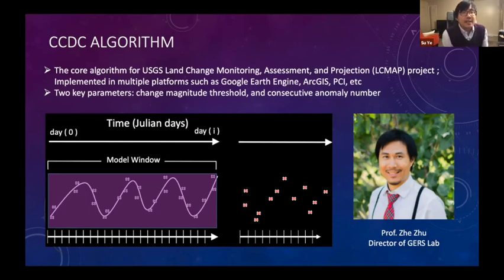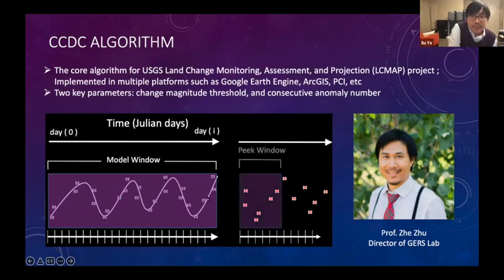Put simply, the general idea is that we first characterize a stable stage, as this model window shows. Then we continuously use several consecutive observations, which we call the peek window, to detect the breaks. If the minimum value of the change magnitude for any observation within this peek window is larger than a certain threshold, we will consider the beginning of this peek window to be a break. So yeah, that's the general idea of CCDC.